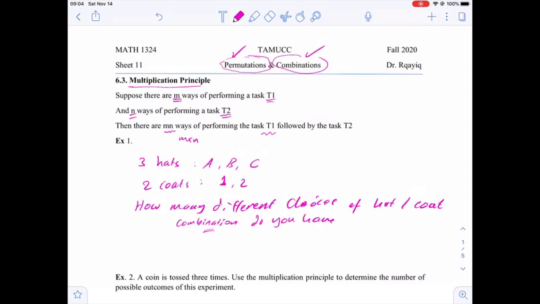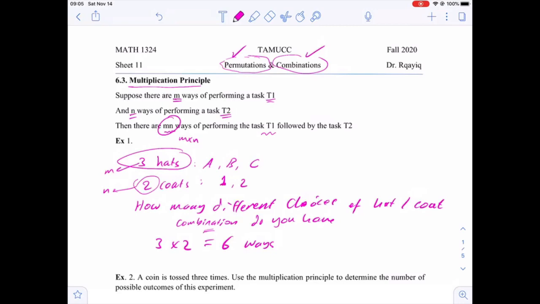in this case. Since the first task, choosing a hat, consists of three choices, this is m, and then choosing a coat, we can choose among two coats, and that's n. So the counting principle says that the number of ways of choosing a hat and coat is m times n. That means 3 hats times 2 coats. That will give me 6 ways of choosing hat and coat.